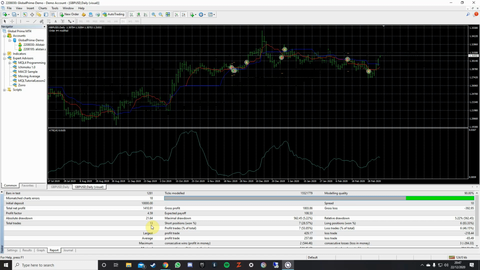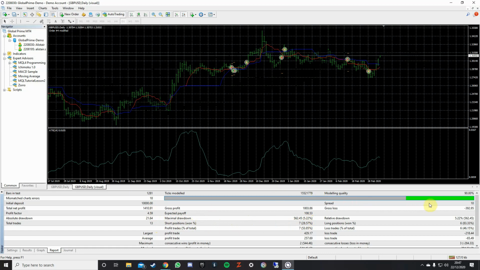I have done this on the euro. I didn't know what this was going to do on the pound. And it's interesting, I got a similar result where the money management plays a massive, massive factor in how this did. And you can see we got 14% with a maximal drawdown of just 5%. That is really, really good.